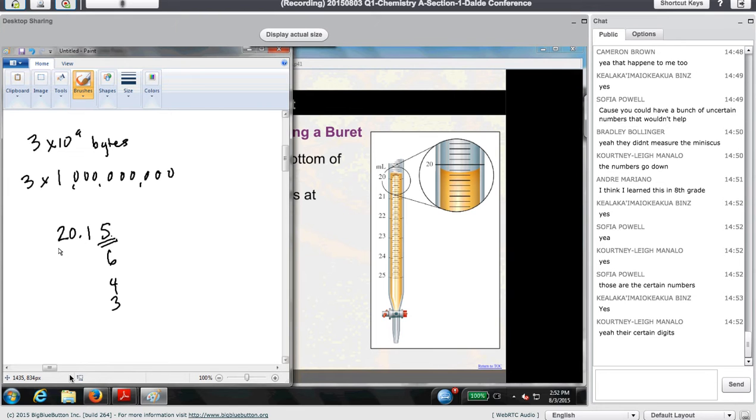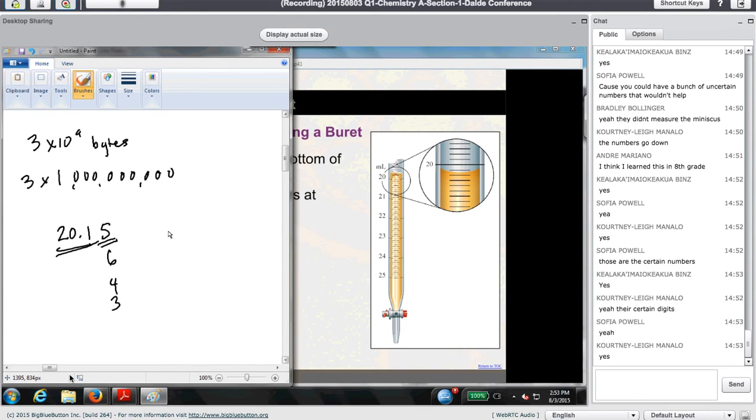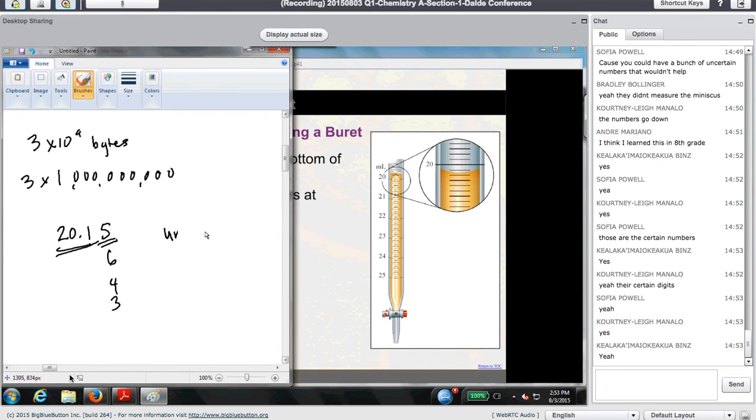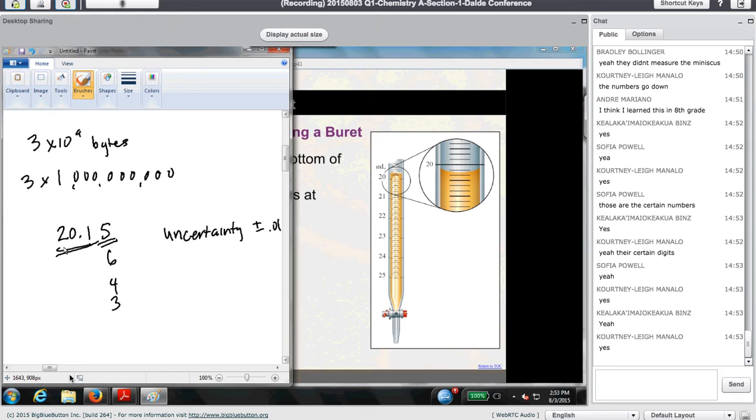Here are my certain digits. I can always go one measurement past my certain digit as my estimated. Does that make sense? But I would have to say something like an uncertainty of plus or minus 0.01, because that tells me which digit I guessed. We cool? And so you can't report more than 4 numbers.